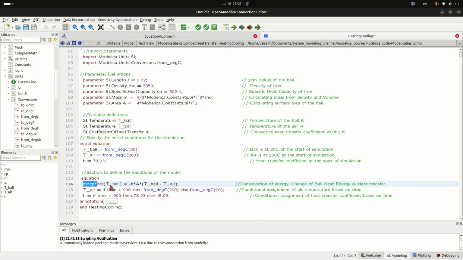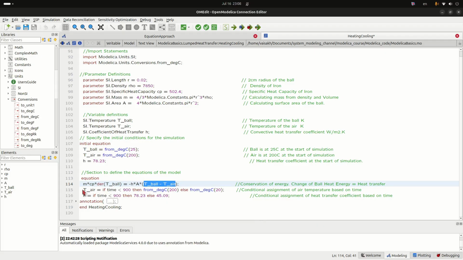And every time the ball temperature changes, this expression will be re-evaluated, because the difference between air temperature and ball temperature will change, and the equation will proceed through each iteration. Now this iterating through time steps will be carried out by Modelica, as we discussed in our previous video, on how Modelica is different from a conventional programming language.